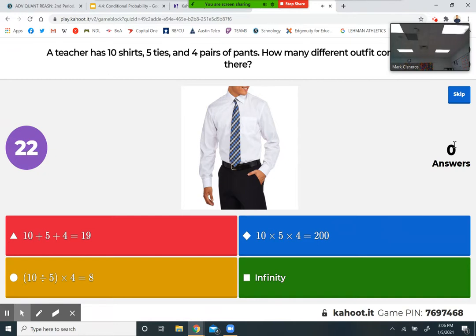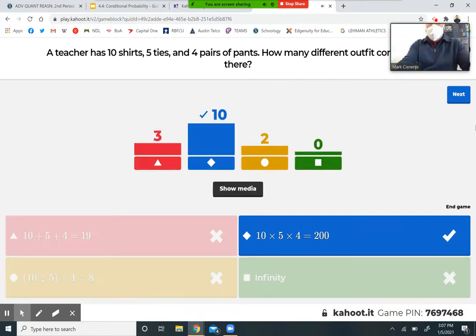Don't pick infinity. The first one says 10 plus 5 plus 4. The second one says 10 times 5 times 4. The orange one says 10 divided by 5 times 4. I added time on each question because it's been lagging. Good. You multiply across, find combinations, fundamental counting principle: 10 times 5 times 4 is 200.